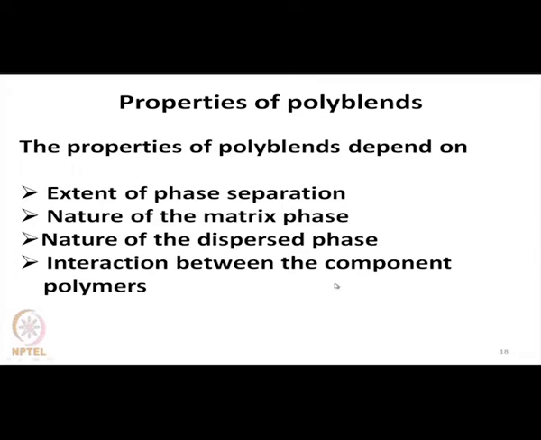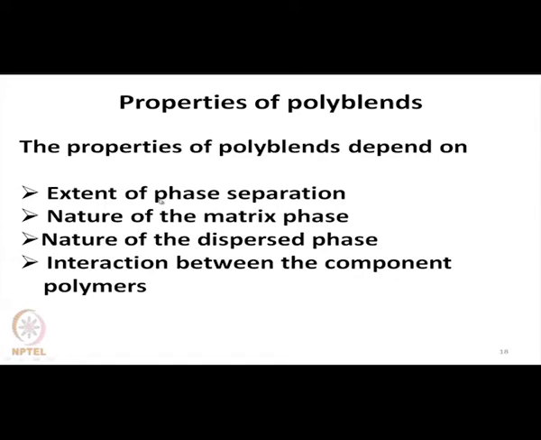Then the properties of the polyblends. The properties of polyblends depend on the extent of phase separation, as I was discussing about the phase separation aspect, nature of the matrix phase, nature of the dispersed phase, interaction between the component polymers. So, these 4 different issues are very much important in order to have optimum properties level as well as broad spectrum of the properties.